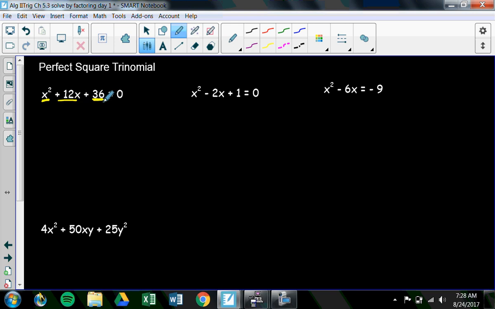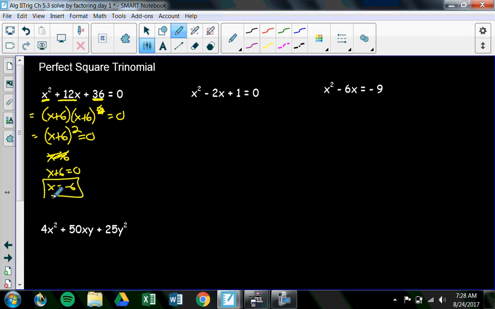So we want two numbers that multiply to 36 and add to 12, and those numbers are 6 and 6. Well, x plus 6 times x plus 6 is actually just x plus 6 squared. So our solutions would be, sorry, x plus 6 equals 0, so x equals negative 6. That would happen in two different cases, so really negative 6 is our solution twice. What that means is that the vertex of our graph is on the x-axis. Whenever there's one solution twice, it means that the vertex of your graph is on the x-axis.